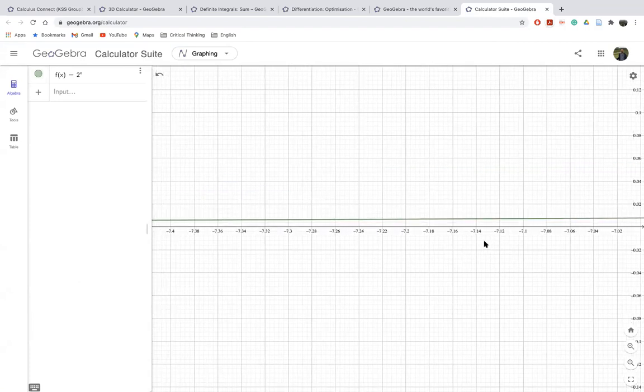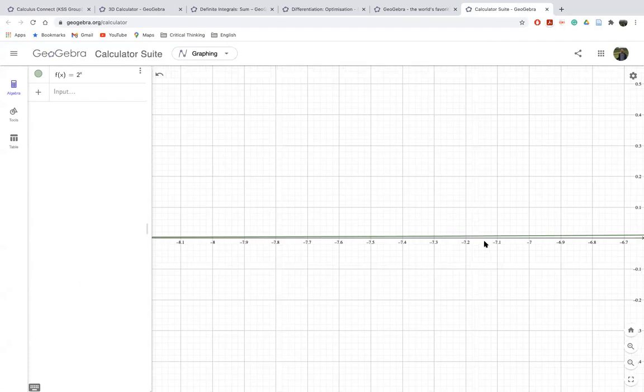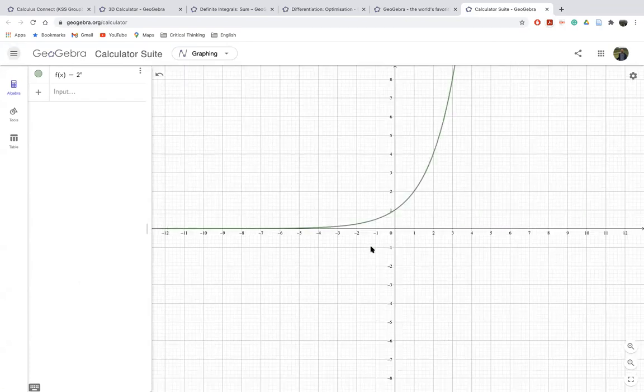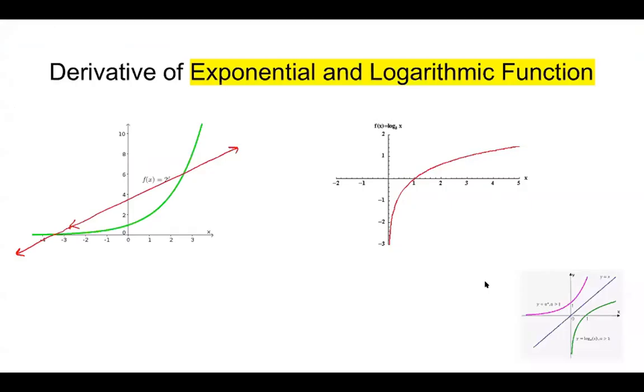That means the function is always increasing. So if it is always increasing, the derivative must be always positive. But now, as you can see here, we have a very serious issue. If we find this as a derivative, because this derivative is also a function, the derivative function is decreasing. So can you fix this?